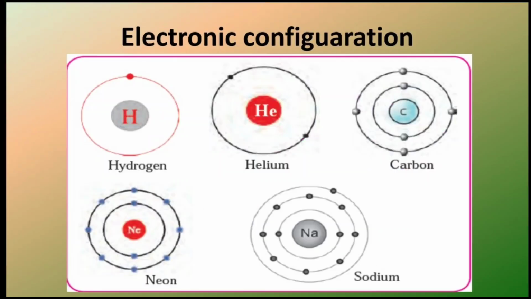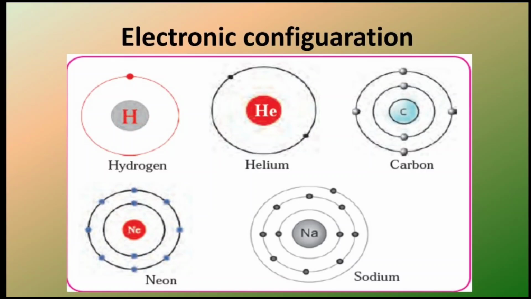Now we are going to see the electronic configuration of elements. Here you can see some elements shown, like hydrogen, helium, carbon, neon and sodium. You can see that the hydrogen's atomic number is 1. Therefore, it contains 1 electron in its extranuclear part. As we know that the K shell is the first shell, so 1 electron will occupy the K shell. So here you can see how the electron will revolve in hydrogen. Second is helium. Its K shell will contain 2 electrons.